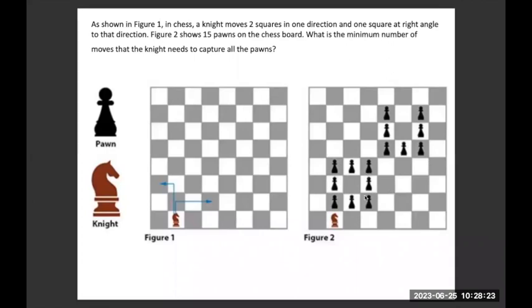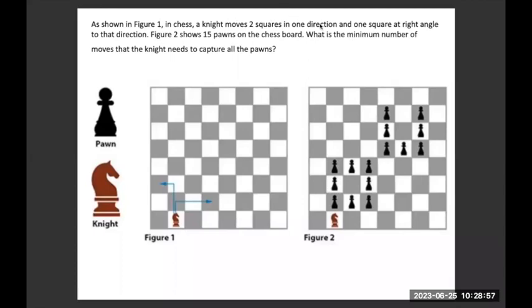In this case, the knight will be able to kill one pawn in one move, which means the minimum number of moves that the knight will require will be 15, because there are 15 pawns. The answer can be 15 or it can be more than 15. But 15 is the minimum number that the knight will require.